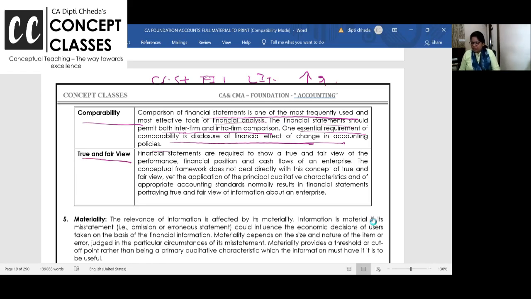True and fair view. Financial statement. See, no one is asking you to give true and correct. The word correct you cannot use. In spite of using all the accounting, auditing, law knowledge, things may go a little wrong. To err is human. Types of error we will study in the rectification chapter. So true and fair view. It should give an overall correct picture. Your financial statement should be a reflection of your books of accounts. Got it? It should show a true and fair view of your performance, your financial position, your cash flows.